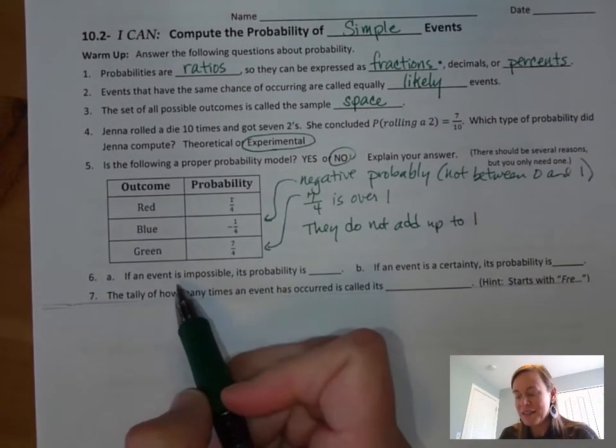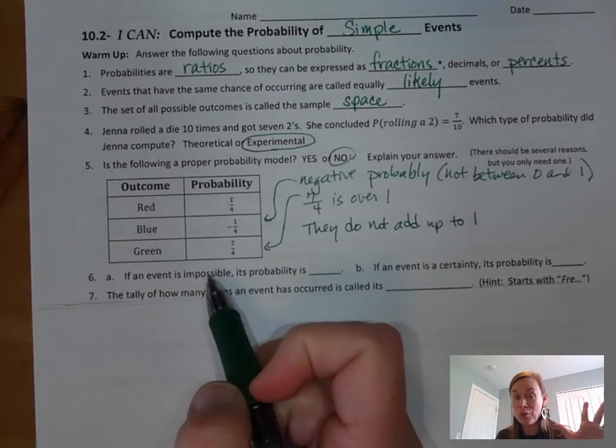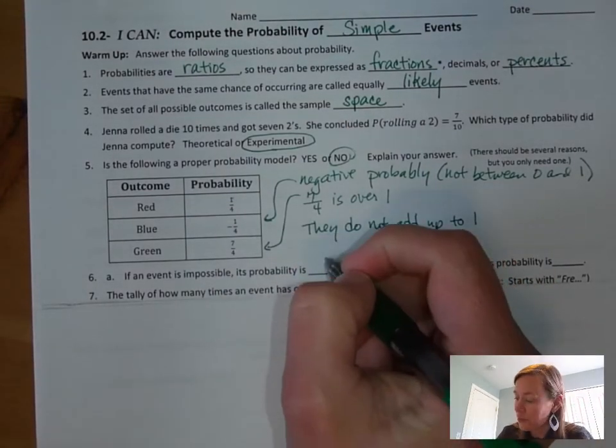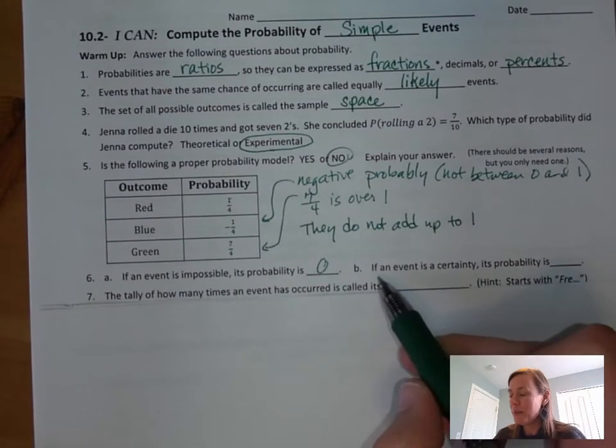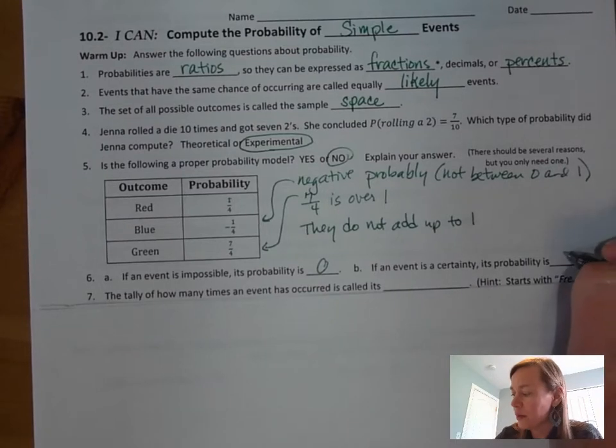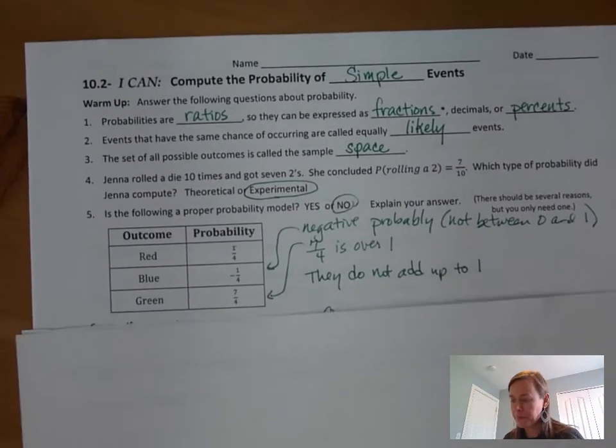6a, if an event is impossible, there's no way for it to happen, its probability is 0. All right, cool. What about if it's a certainty? What if it's definitely going to happen? If an event is a certainty, its probability is 1. Okay.